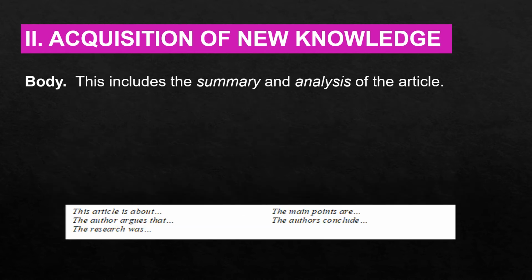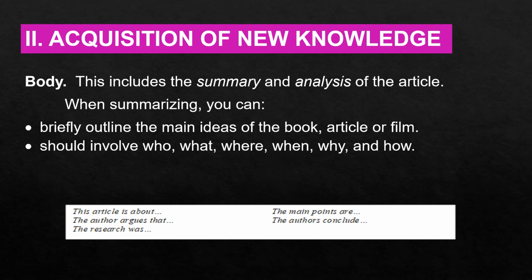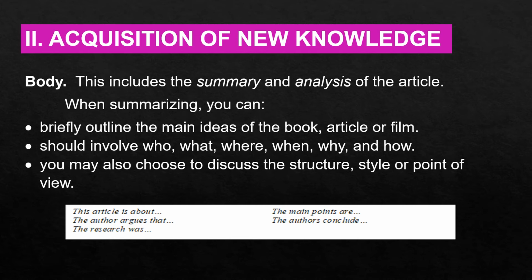The body includes the summary and analysis of the article. When summarizing, you can briefly outline the main ideas of the book, article, or film. It should involve who, what, where, when, why, and how. And you may also choose to discuss a structure, style, or point of view of the writer. So you can begin the body with these phrases: This article is about, the author argues that, the research was, the main points are, the authors conclude.